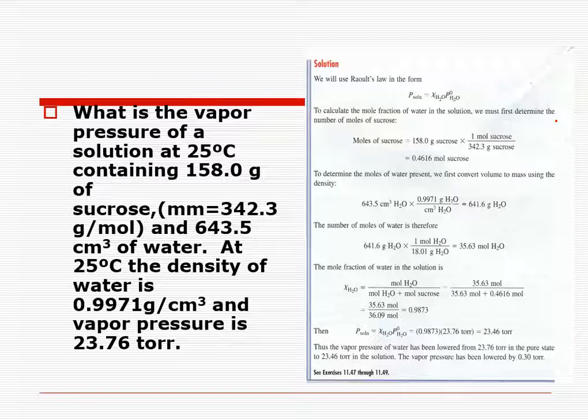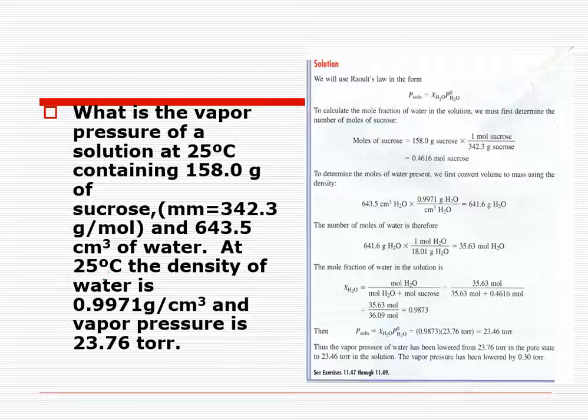Okay, so here's an example where we're going to use Raoult's law. Here's our question: what is the vapor pressure of the solution at 25 degrees? Because the vapor pressure can change based on the temperature. We have 158 grams of sucrose. They were nice. They even gave you the molar mass for that without having to give you the formula. It says 643.5 centimeters cubed of water. So there's our volume of water.